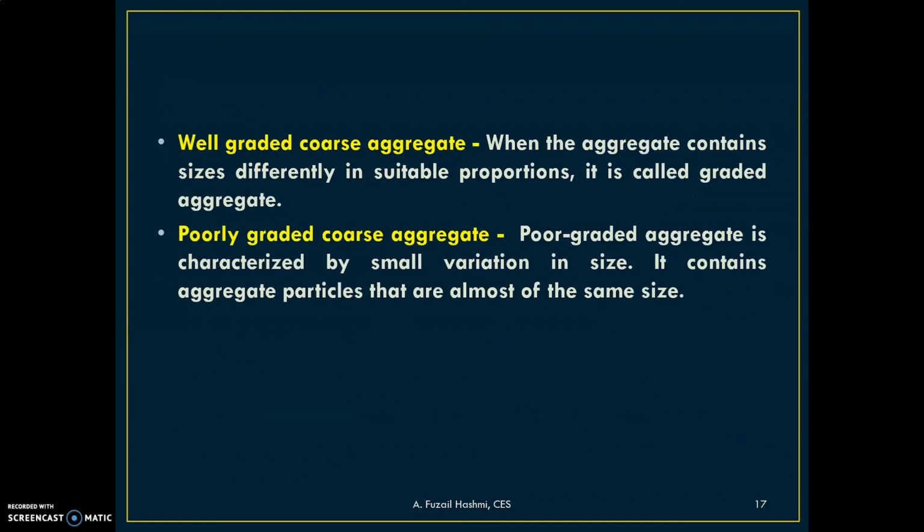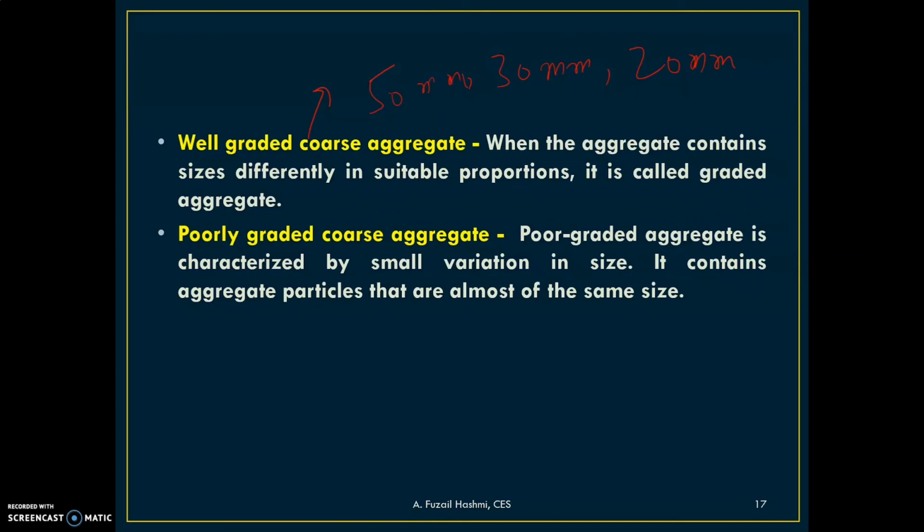Well graded aggregate and poorly graded coarse aggregate. Well graded means the aggregate contains different sizes in suitable proportion. For example, in a particular mix there are some aggregates of 50 mm, some of size 30 mm and some of size 20 mm. So it is a well graded coarse aggregate which contains all the different sizes of the aggregate.